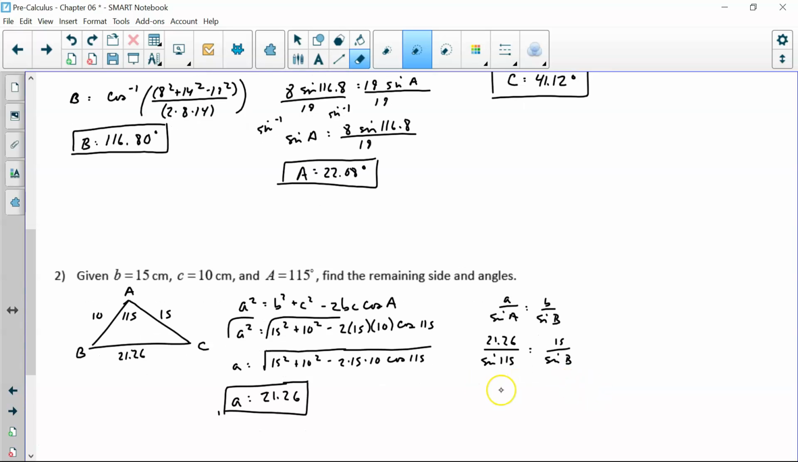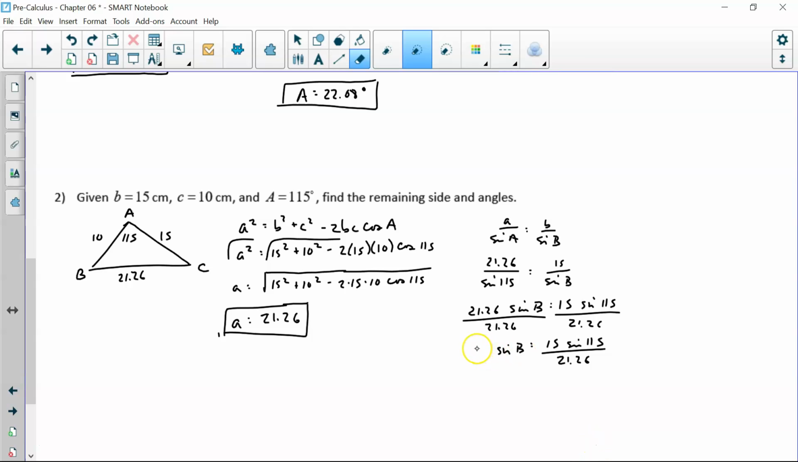Cross multiply. 21.26 times the sine of B equals 15 times the sine of 115. Divide both sides by 21.26. The sine of angle B is 15 sine of 115 over 21.26. And then to find the measure, take the sine inverse of both sides. And when you do that, you're going to get about 39.75 degrees.